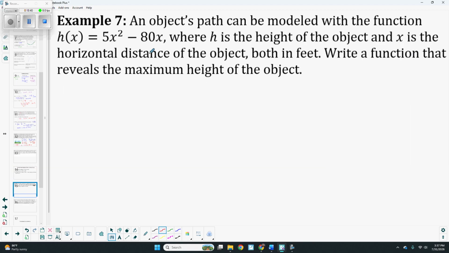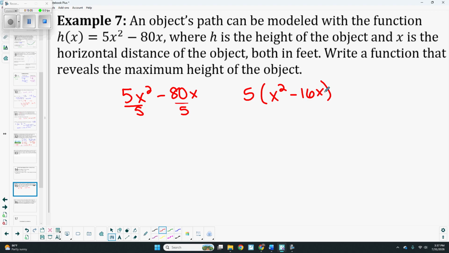So here, an object's path can be modeled by this function, where h is the height of the object and x is the horizontal distance, both in feet. Write a function that reveals the maximum height of the object. The first thing we said we're going to do is take out the a value. So if I had 5x squared minus 80x, 5 is the a value. If I divide both these by 5, I'm now left with x squared minus 16x. So now the b value is really negative 16. So I need to do b over 2. Negative 16 over 2 is negative 8. And I need to have that squared as well, which would be 64.